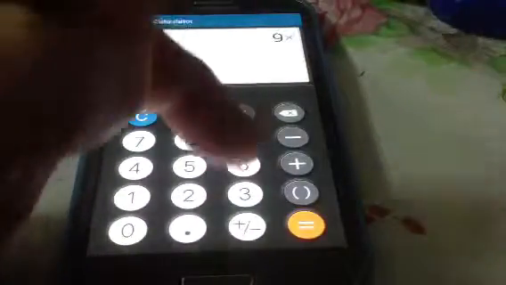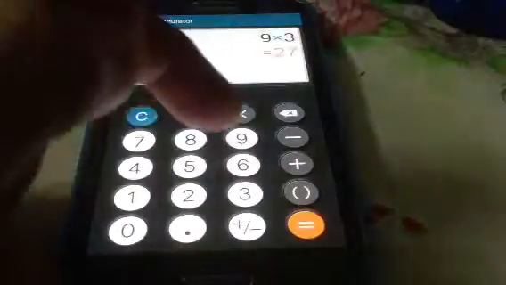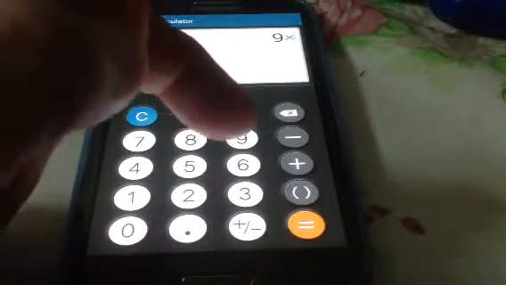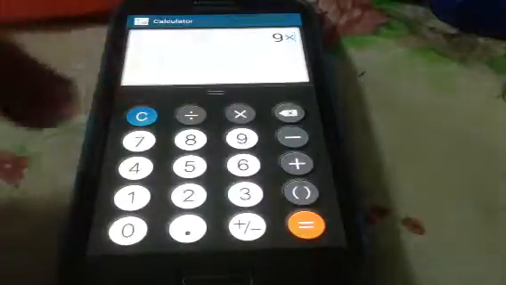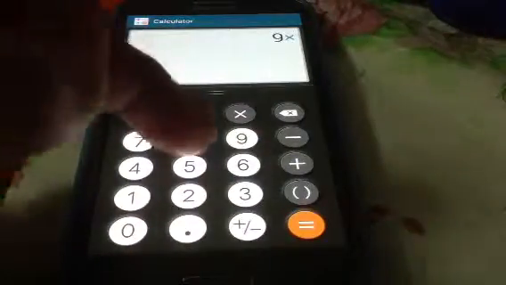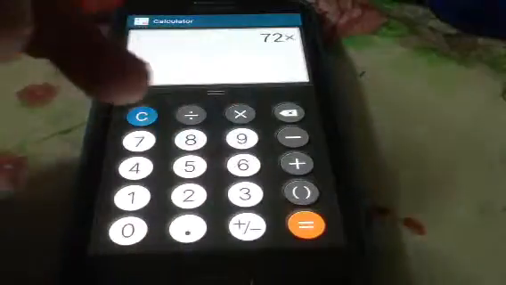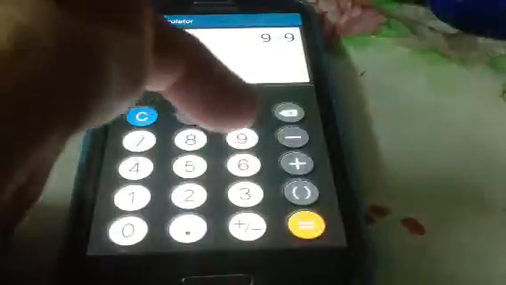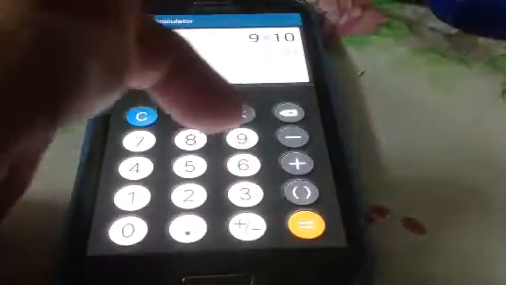9 times 1 is 9. 9 times 2 is 18. 9 times 3 is 27. 9 times 4 is 36. 9 times 5 is 45. 9 times 6 is 54. 9 times 7 is 63. 9 times 8 is 72. 9 times 9 is 81. And 9 times 10 is 90. And 9 times 11 is 99. And 9 times 12 is 108.